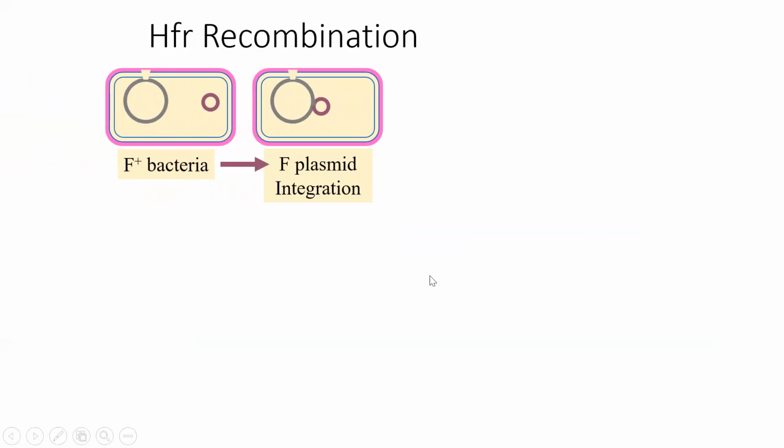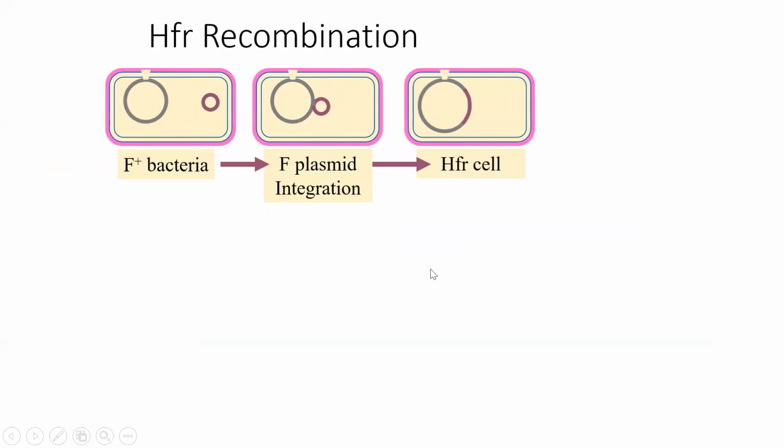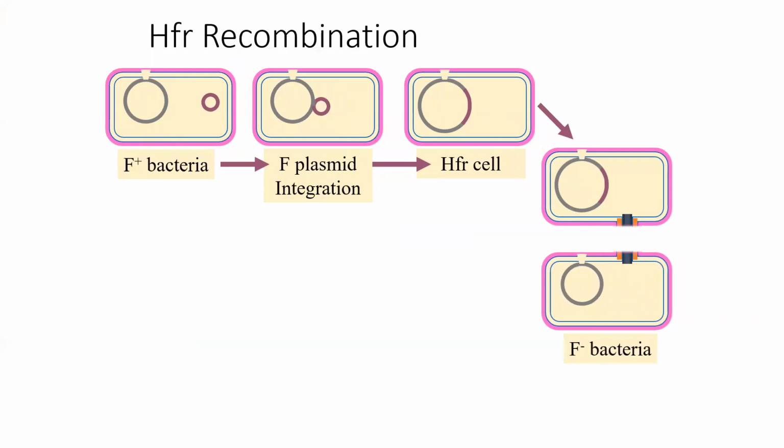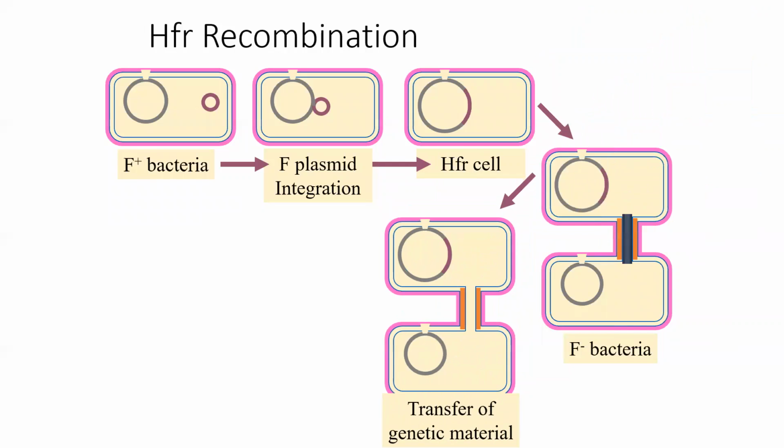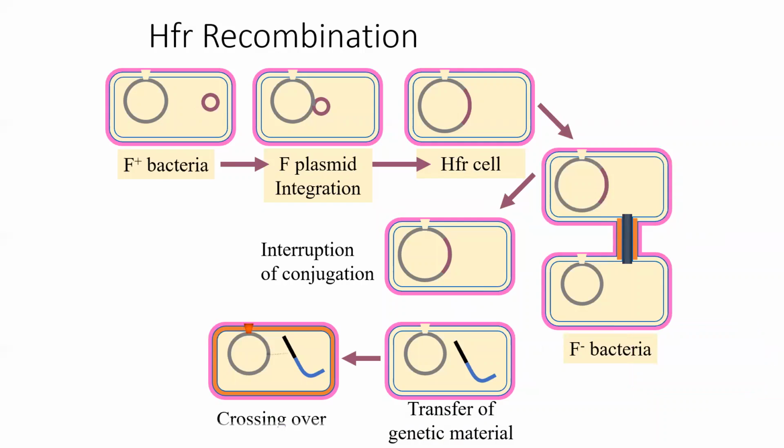So, Hfr recombination. Here the F plasmid is integrated with the main bacterial chromosome to form the Hfr cell. Now this Hfr is contacting the F minus bacteria through a mating bridge. And what happens? A part of this Hfr, after replication, is passing through the mating bridge to the F minus cell. And after interruption of the conjugation, what happens? A crossing over takes place between the main recipient chromosome and the incoming chromosome part.